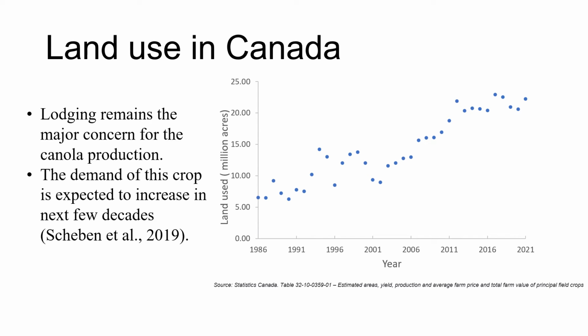Despite all the effort to control lodging, it still remains a concern for canola production, and the demand for this crop is expected to increase in the next few decades. As you can see from the graph on your right-hand side, showing the use of agricultural land in Canada for canola production between 1986 and 2021, there is a significant increase in land use, with an estimated 6 million acres in 1986 up to 22 million acres in 2021.